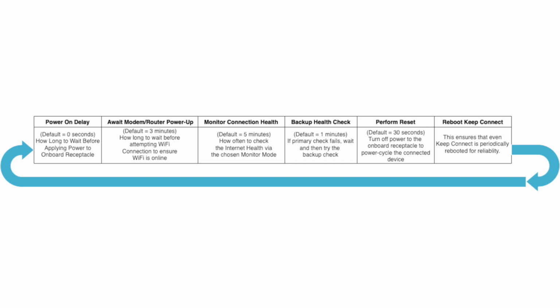Next, it will move into monitoring the connection. This is actually checking the primary domain. It will do this every 5 minutes by default. If the primary domain is found to be not healthy, it will wait the backup check amount of time, which is 1 minute by default, and then move straight into the perform reset, also known as the power cycle sequence. It will kill power to the onboard receptacle for 30 seconds, and then Keep Connect will at that point reboot itself and come back online from the beginning like normal.